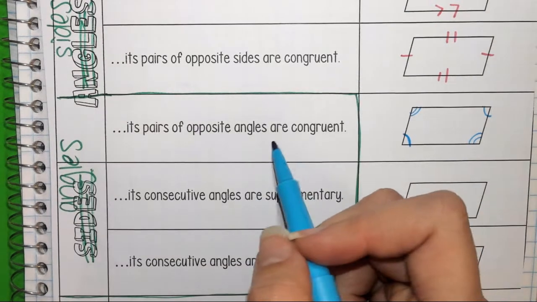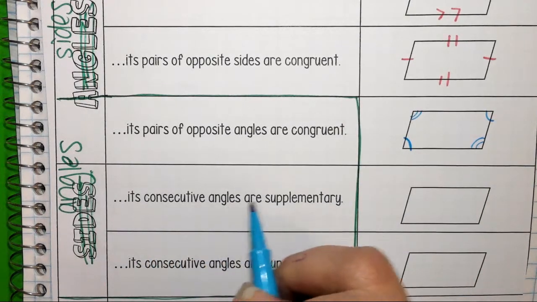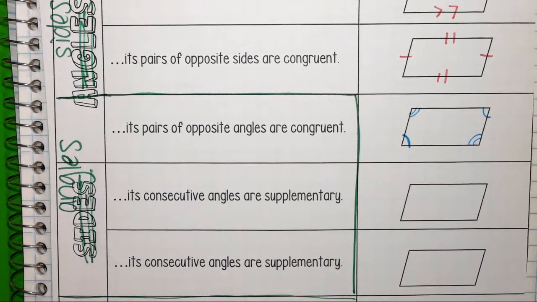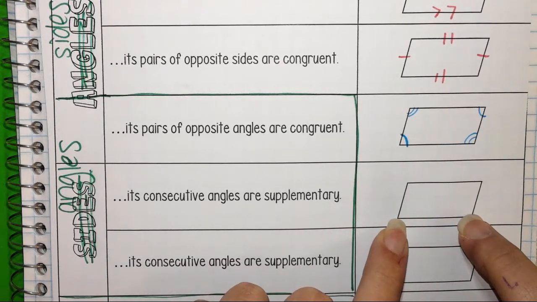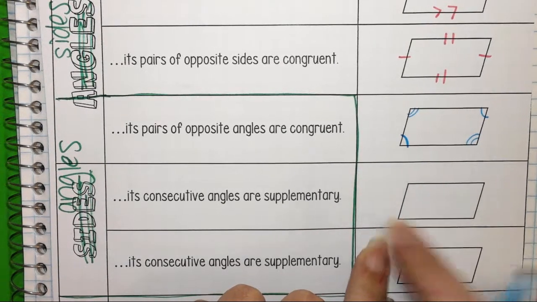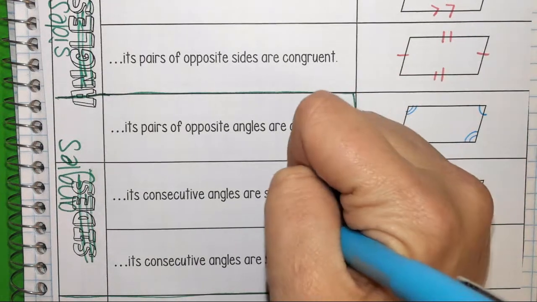Alright, so its pairs of opposite angles are congruent, and then its consecutive angles are supplementary. Who remembers what consecutive means? Close. They're right beside each other. Good. Take a point. So these two on the bottom are right beside each other. So that's consecutive. Now what does supplementary mean? They add up to 180. Good. Take a point.